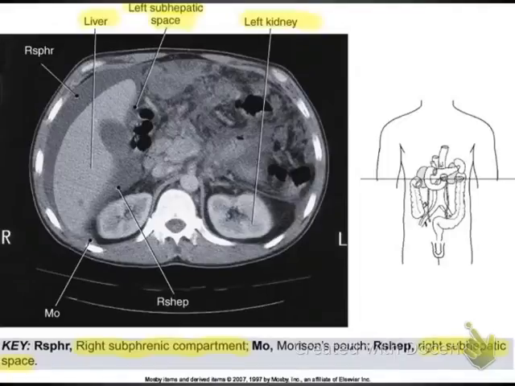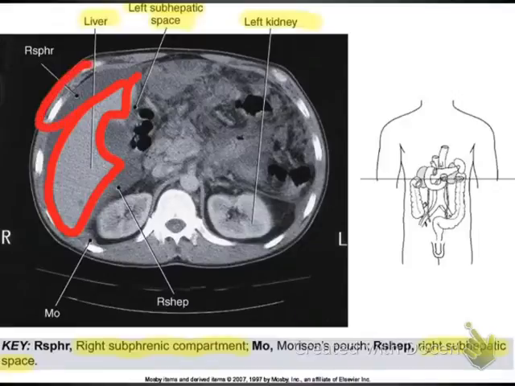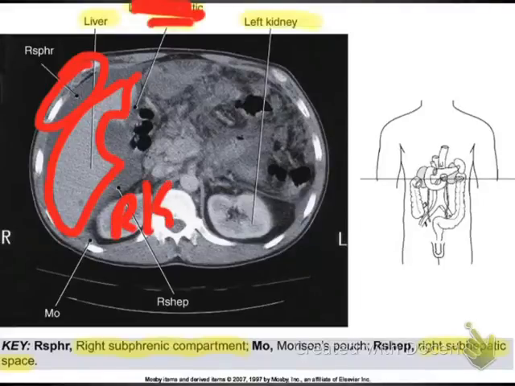Here we actually see kind of what we were talking about. We have the liver, and we have the right subphrenic space here. We're not going to worry about the left subphrenic space on this because I feel that it's slightly more confusing. If we did a more superior cut, then maybe potentially we could demonstrate the left subphrenic better. But we do see the kidneys here. We have the right kidney, left kidney.